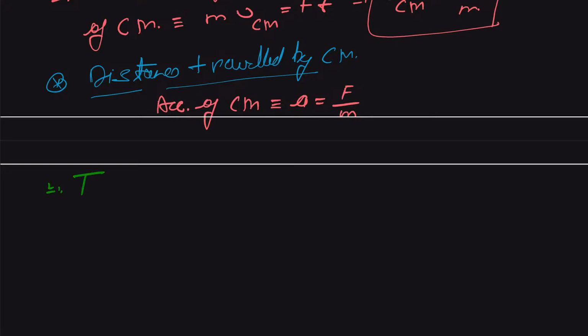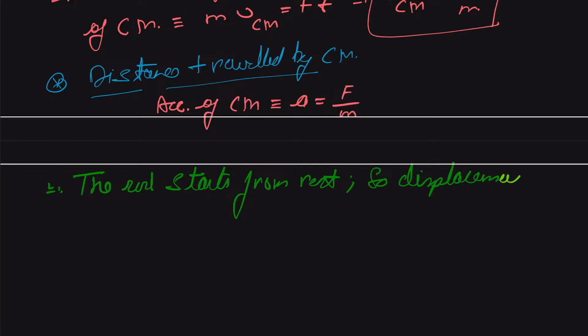So the rod starts from rest, therefore the displacement in time t, if written as d, will be equal to half a t squared. Substituting the value of a which we just found, this comes as half times F t squared upon m.